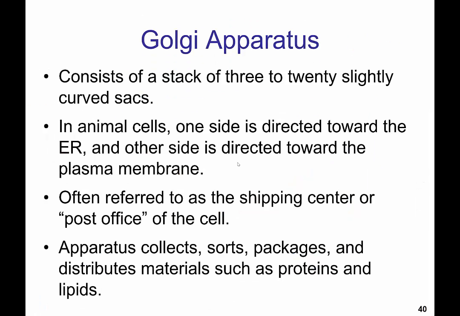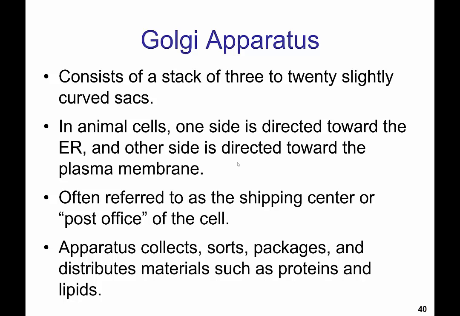The Golgi apparatus is so named for the man who discovered it. It consists of a stack of 3 to 20 slightly curved sacs, which looks like a stack of pancakes. They are usually found near the nucleus. They are referred to as the shipping center or post office of the cell. In animal cells, one side is directed toward the endoplasmic reticulum, and the other side is directed toward the plasma membrane.